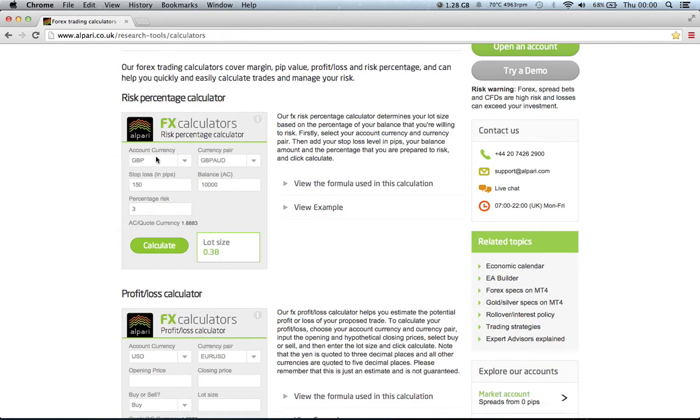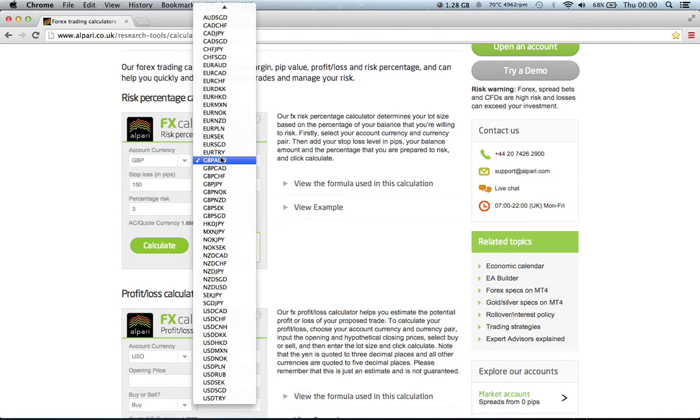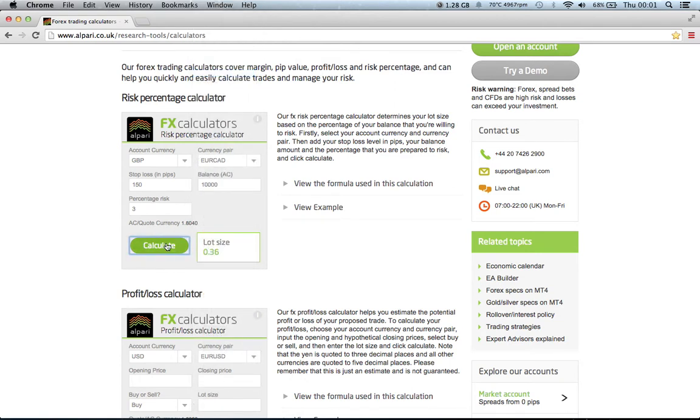I would recommend using the calculator because for different pairs, you require a different lot size, and you see it changed from 0.38 to 0.36 just because I changed to Euro Canadian dollar. So I would definitely recommend using this, and every single time you come in, make sure you've got your stop loss pip count correct. And yeah, that will keep you on the right path using the right amount of risk, and you should remain overall profitable.